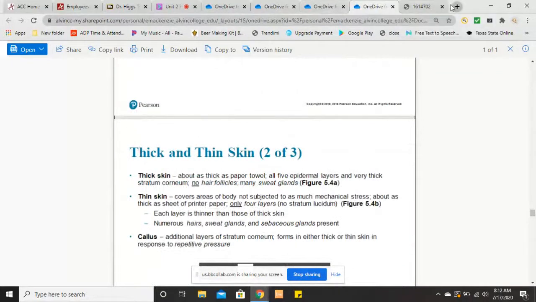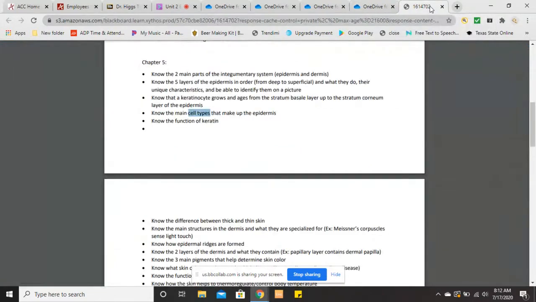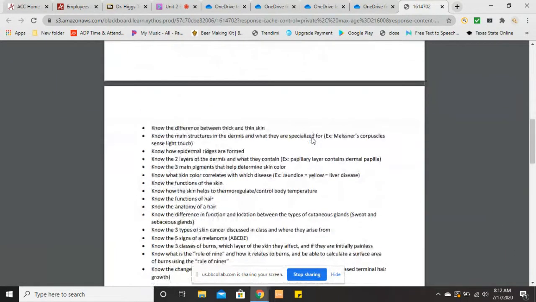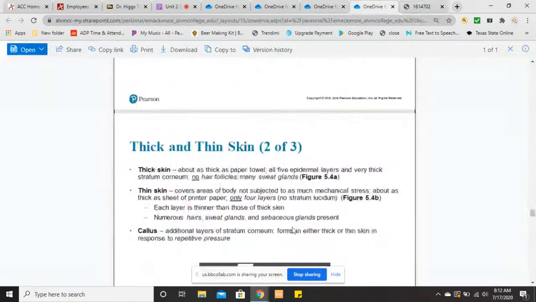But those are your cells in the epidermis. Keratinocytes make keratin. Melanocytes make melanin. Dendritic cells fight infections. And Merkel or tactile cells help you feel light touch. Keep going. Then we could look at the dermis. Well, we got to see the layers of the dermis and what's in the dermis as well.